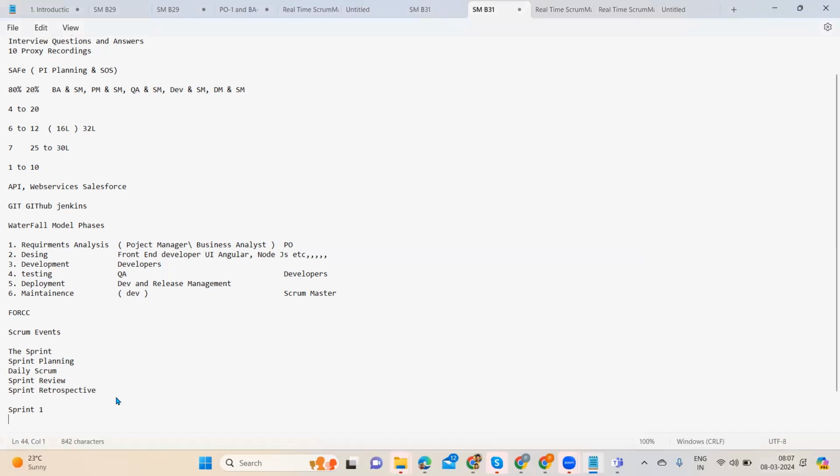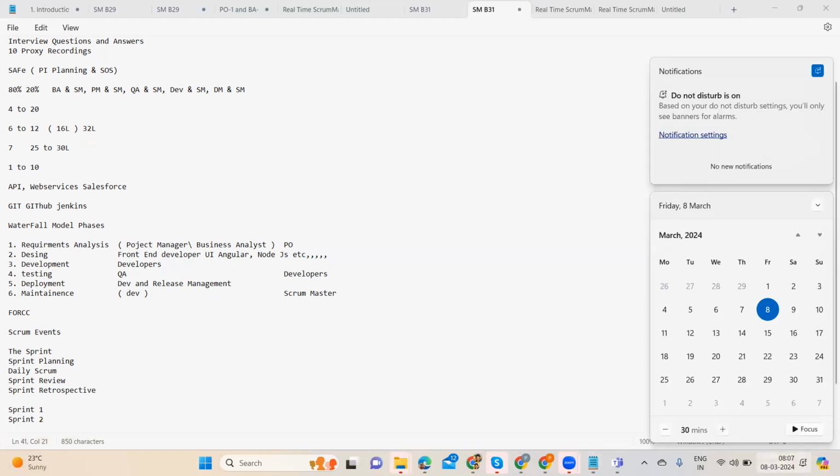Sprint 1, sprint 2. So let's say sprint 1 started. Sprint 1 duration is 28th to 13th. So 28th to 12th.